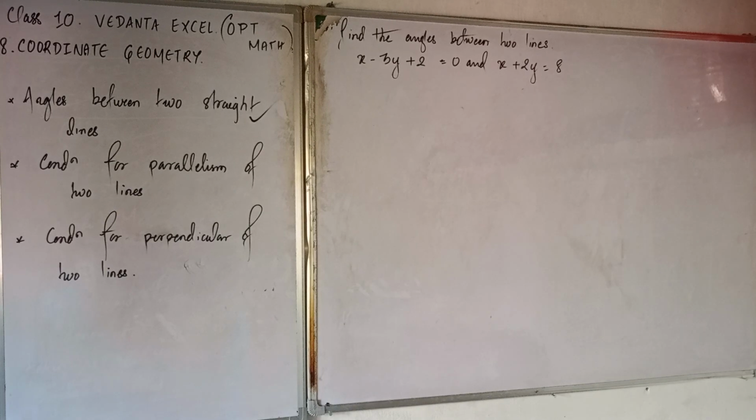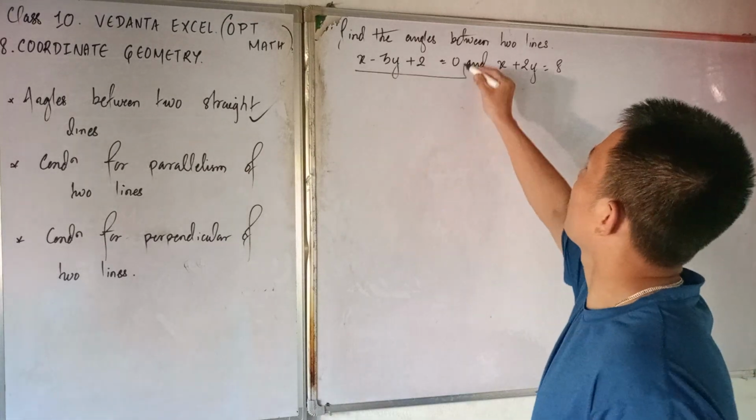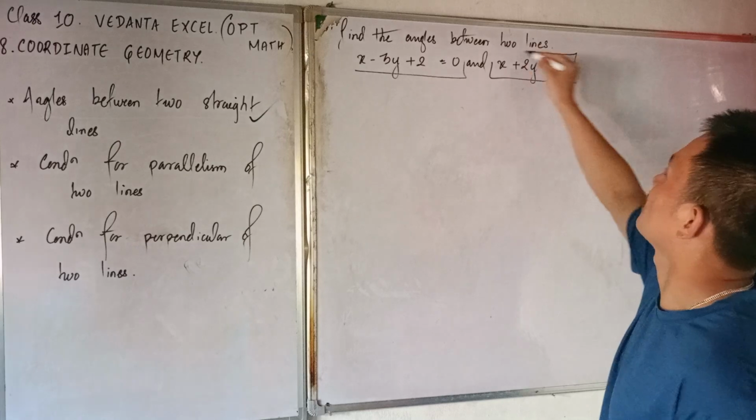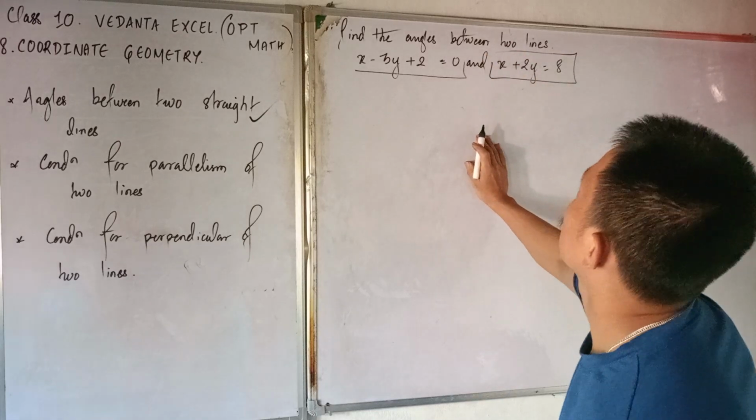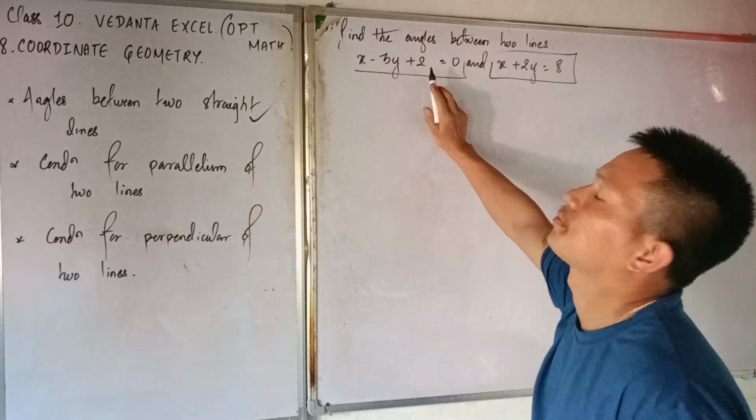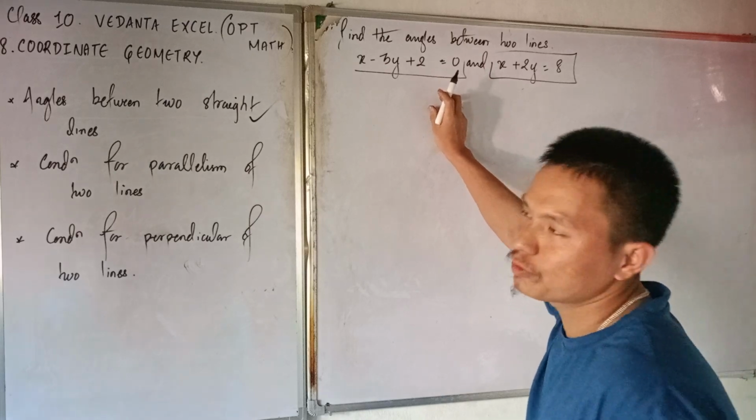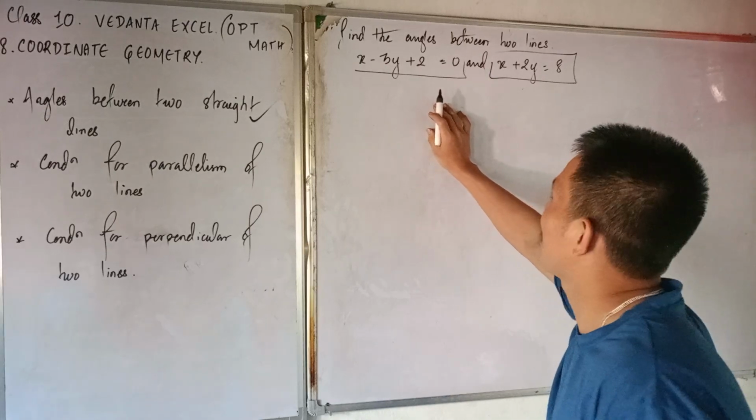Okay, so find the angles between two lines. The given two lines are one this and another this. So find the angles, which means we have to find both the obtuse and acute angle.